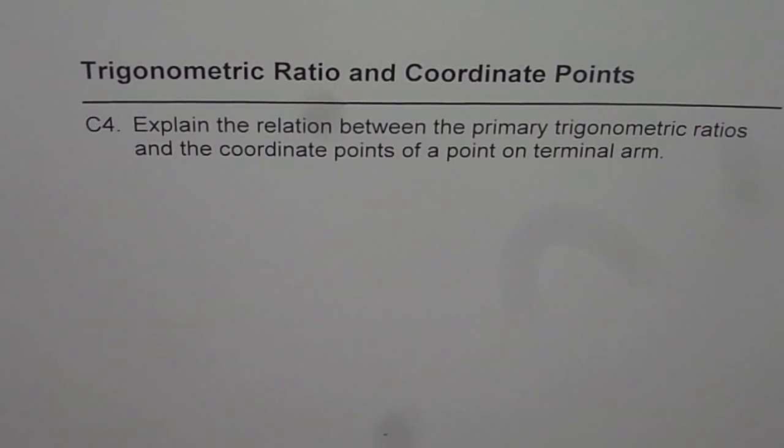Trigonometric ratio and coordinate points, C4. Explain the relation between the primary trigonometric ratios and the coordinate points of a point on the terminal arm. I'm Anil Kumar. This is a very important question for us, and there will be many related problems which we'll do in subsequent videos. Let us understand the concept.